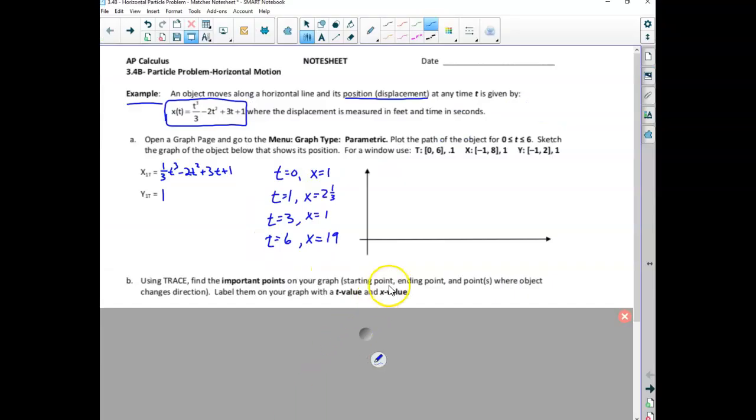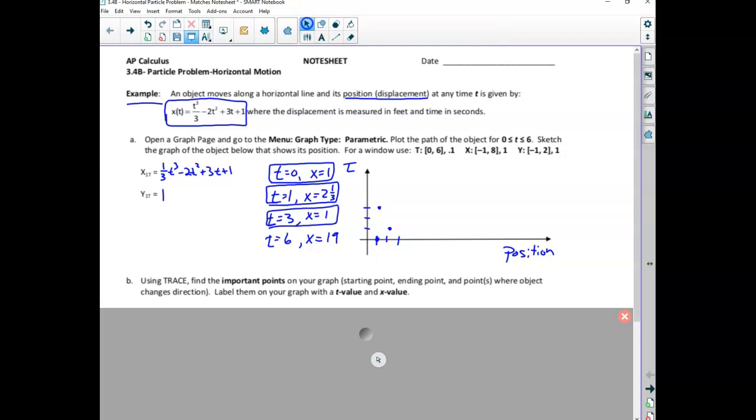So what you would do is come back here to the notebook, and what we just did is we made our y time here. So here's my time, here's my position. Okay? So what we are doing is we're graphing a couple of points. We're saying, when time is 0, I'm starting at 1, so I'm starting right here. I'm changing direction at 1 and 2 and a third. So at time 1, my position is 2 and a third, somewhere right about here. Then at time 3, my position is back to 1.